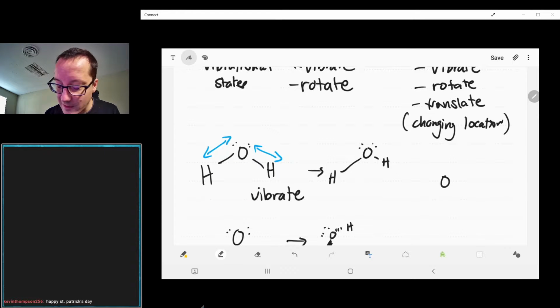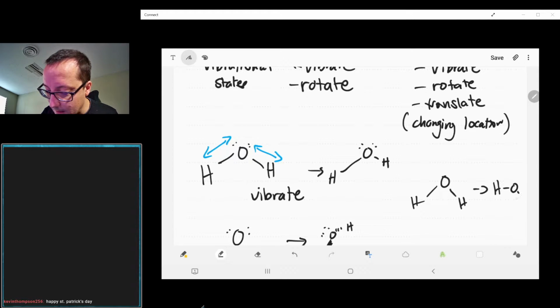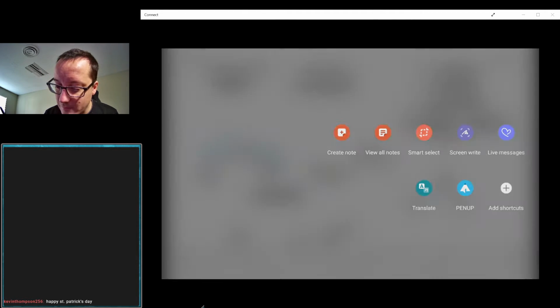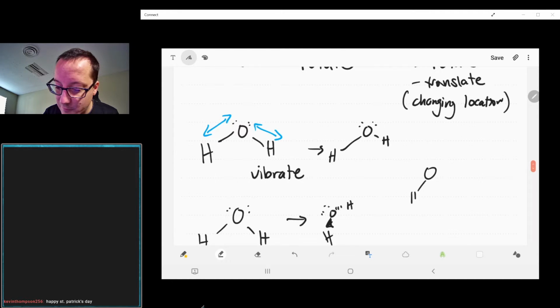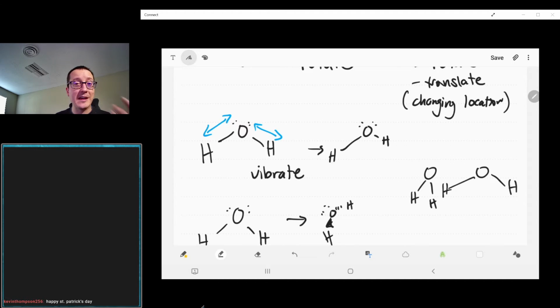We talk about this a lot more in OChem, but we can go from this to this. We can also have them move very close together. We could have them move very far apart, angle-wise. Again, we're looking at average bond angles when we talk about bond angles, but those can bend back and forth as well. That's another vibrational mode.